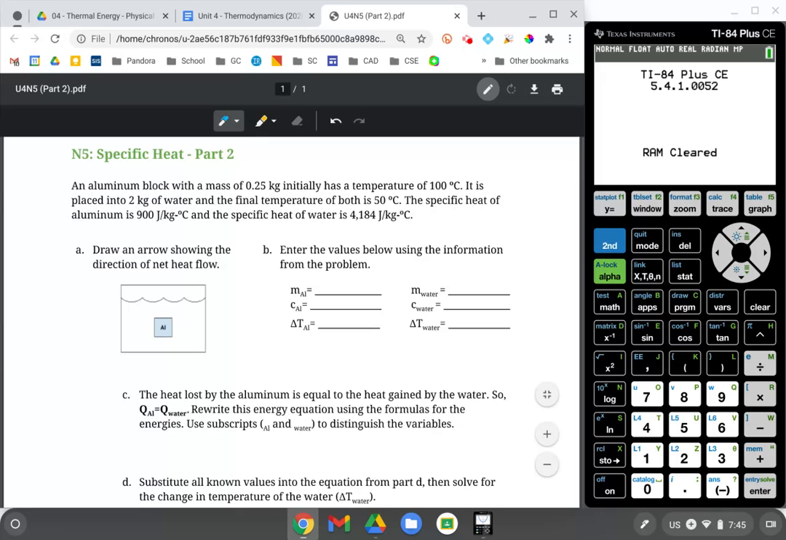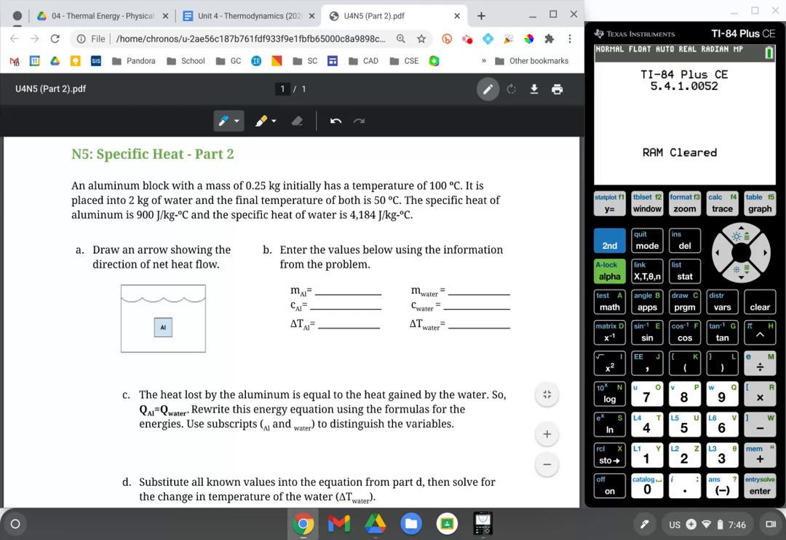So on this page, we have an example problem about an aluminum block with a mass of 0.25 kilograms, initially having a temperature of 100 degrees Celsius, and being placed into water, where then the final temperature of both the water and the aluminum block becomes 50 degrees Celsius. And it tells us the specific heat of both of these materials. So first part of this question says draw an arrow showing the direction of heat flow.